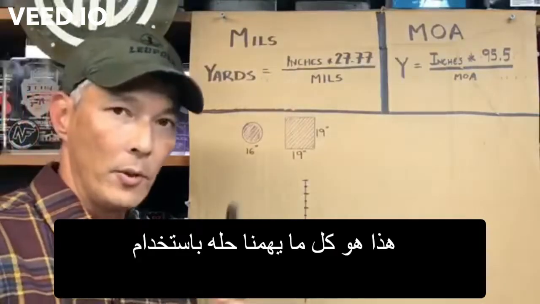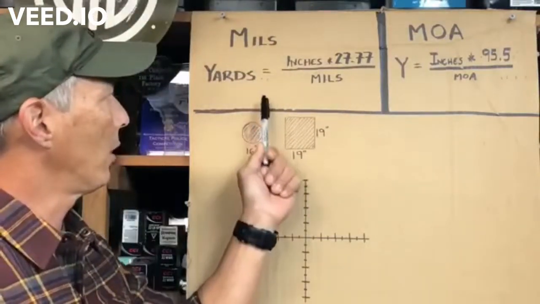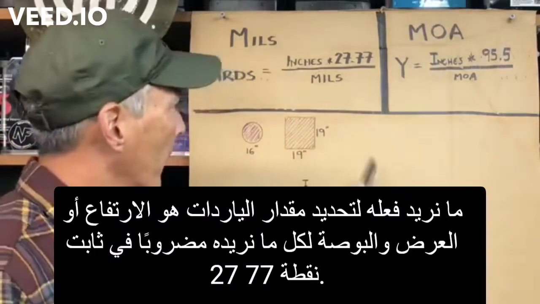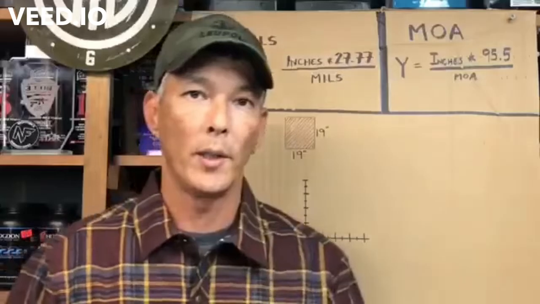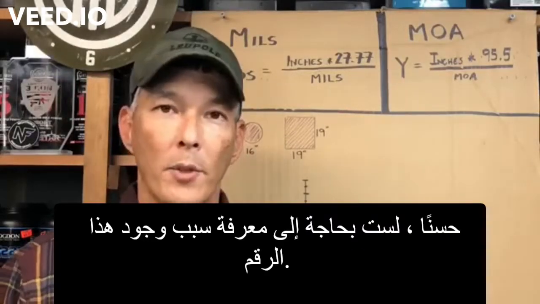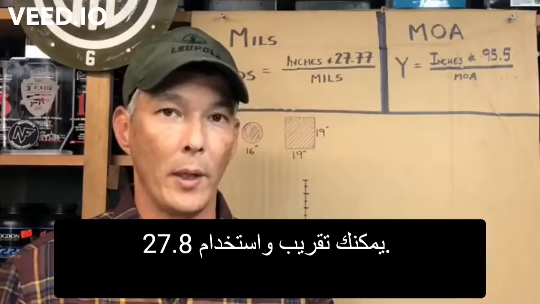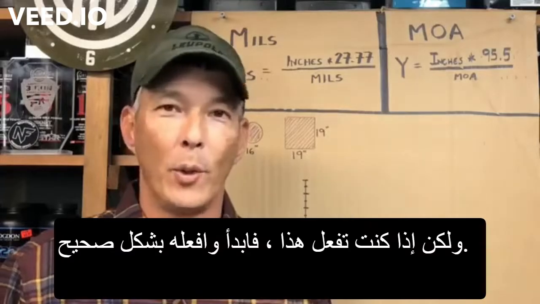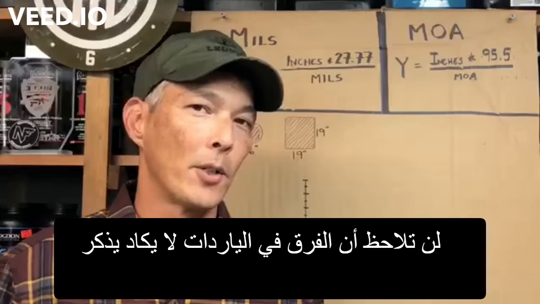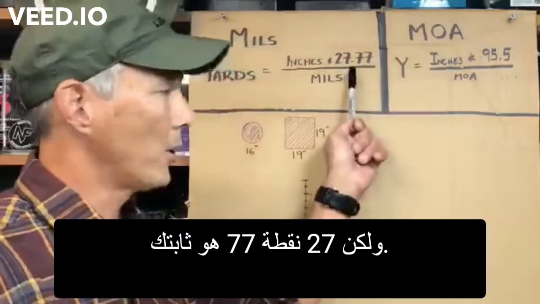To solve using a mil or mils based reticle, what we want to do to determine the yardage is height or width in inches of whatever it is we're shooting times a constant of 27.77, okay? You don't need to know why that number's there. You just need to know that's the one you want to use. You can round up and use 27.8, but if you're doing this, go ahead and do it right. I always use 27.77. You're not going to notice the difference in yardage. It's a negligible amount, but 27.77 is your constant.